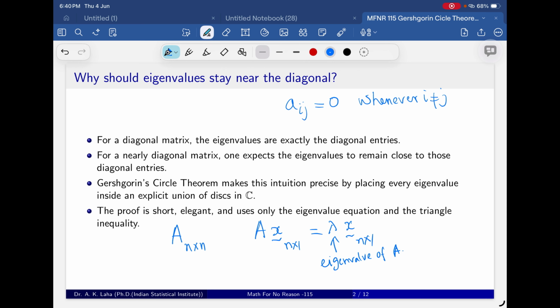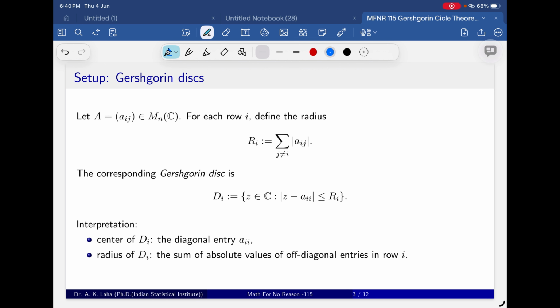Now what happens when the matrix is not diagonal? Can we make a statement about the location of its eigenvalues? The Gershgorin Circle Theorem is a result in that direction. So let A be a matrix whose entries are complex numbers. It can also be real numbers.